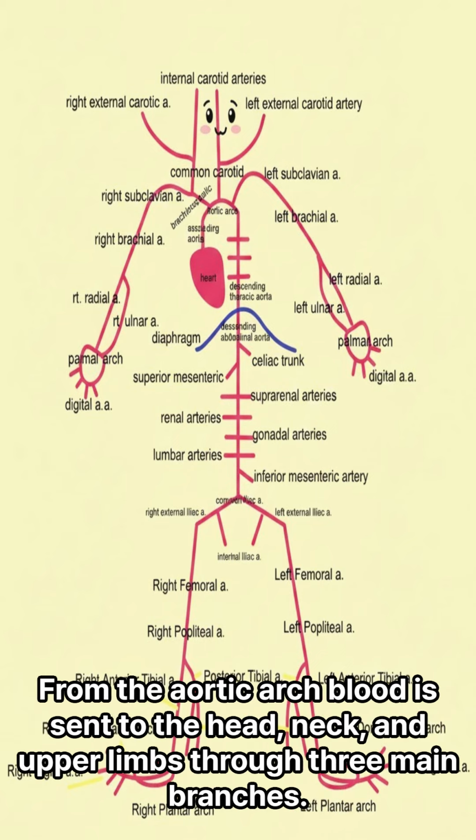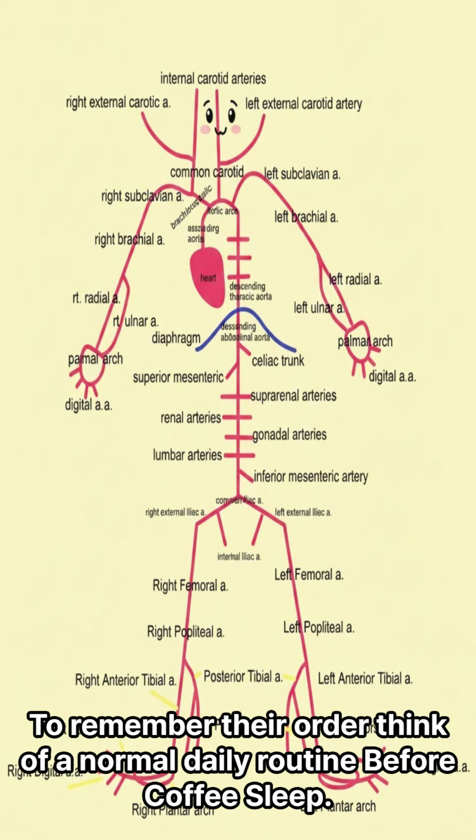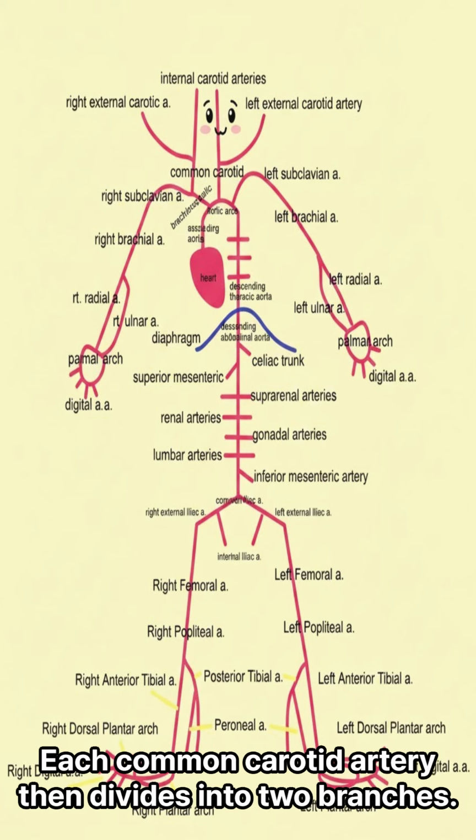From the aortic arch, blood is sent to the head, neck, and upper limbs through three main branches. From right to left, these are the brachiocephalic trunk, the left common carotid artery, and the left subclavian artery. To remember their order, think of a normal daily routine before coffee sleep. Brachiocephalic, carotid, subclavian.